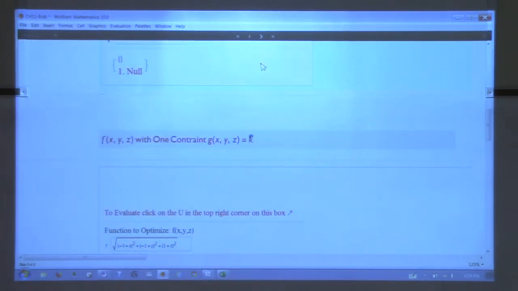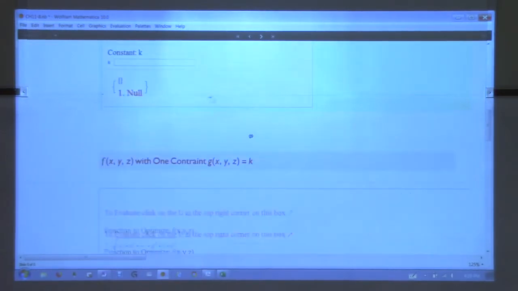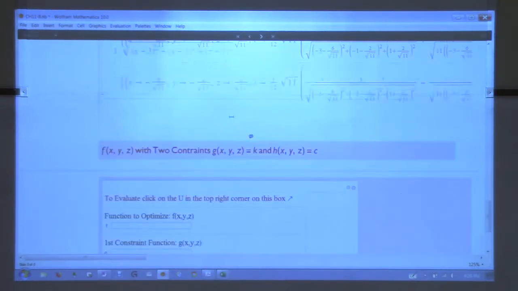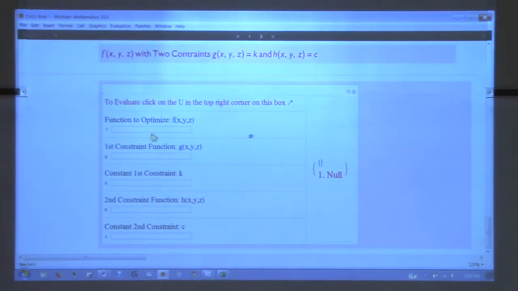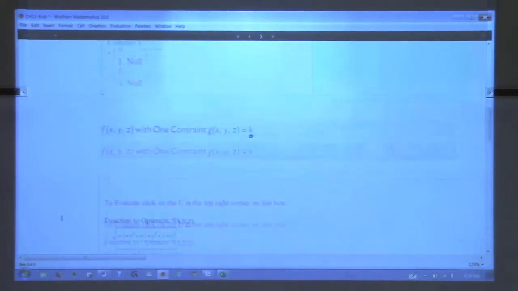And I did that for a function of two variables with a single constraint, a function of three variables with a single constraint, and a function of three variables with two constraints. Yeah, that's all I did. So, just experiment with it.